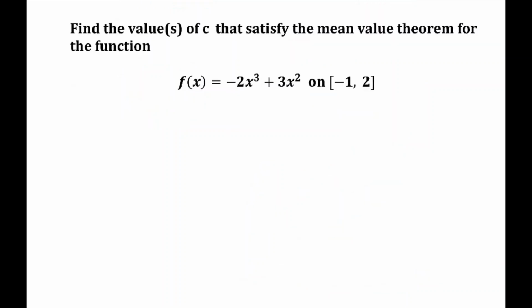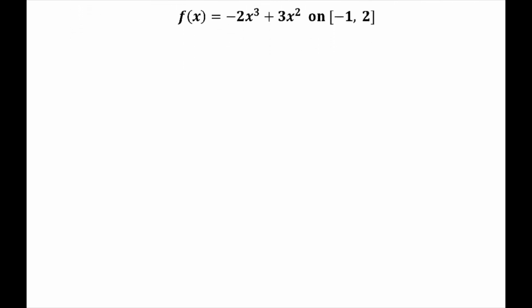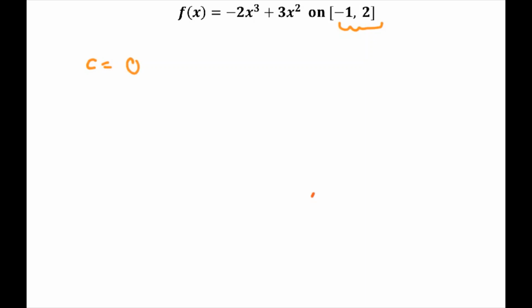At that number c, this line and this line will be parallel, so their slopes are going to be equal. Let's look at this example. Find the values of c that satisfy the mean value theorem for the function f(x) over the closed interval -1 to 2. Now when it comes to c, you might find c a number between -1 and 2, something like 0 maybe, or 1. Or one of the boundaries, so it could be -1 or 2. Or something outside the interval, something like c equal 3.